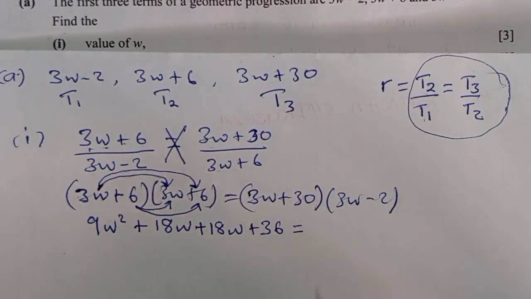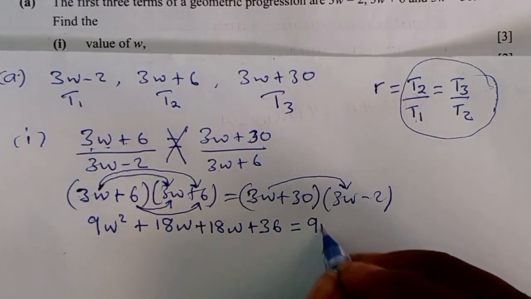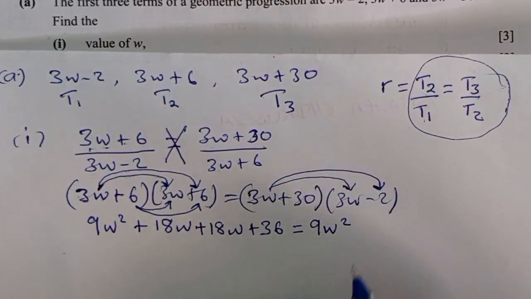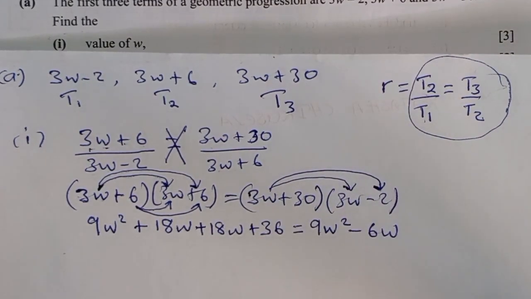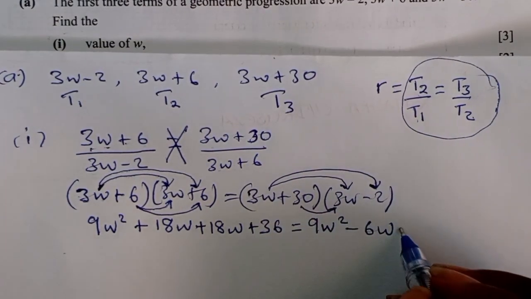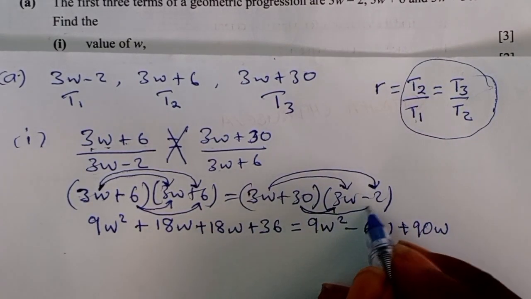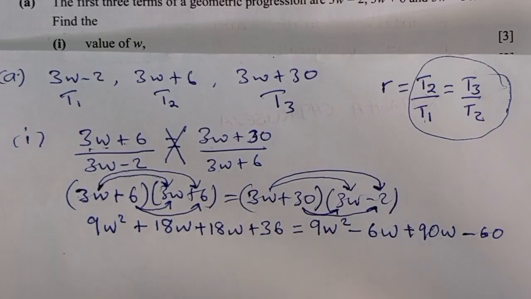Then you say 3w times 3w, that is 9w squared. 3w times negative 2, we have negative 6w. 30 times 3w, that is 90w. 30 times negative 2, that is negative 60. So from there, we are going to collect the like terms.